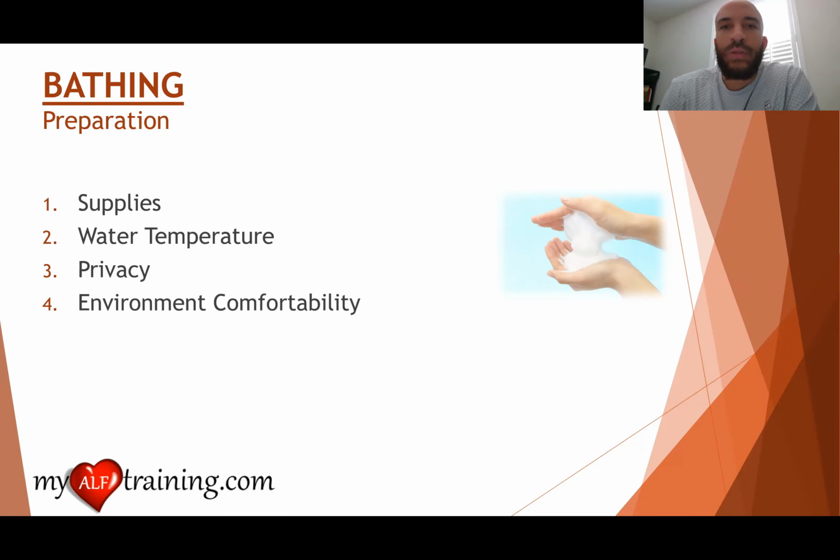I don't want them to be startled while we're in this tub, because I don't want them to jump up, refuse the bath in the future, or slip in the tub because you came in to look for me or to share something with us, and it startled them and they fell. So that's very important. Supplies, water temperature, privacy, and environment comfortability.